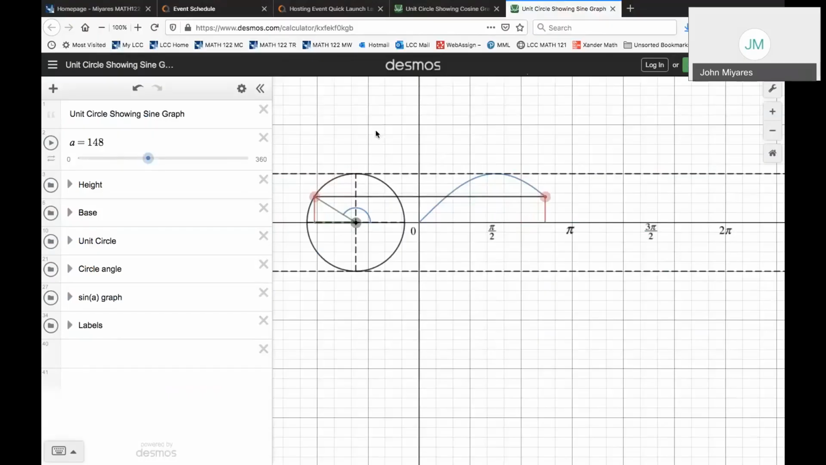And as we look on the graph on the right-hand side, you're also seeing the values of the function begin to decrease as we head towards pi radians or 180 degrees.